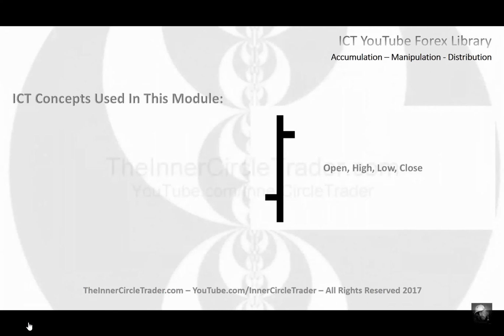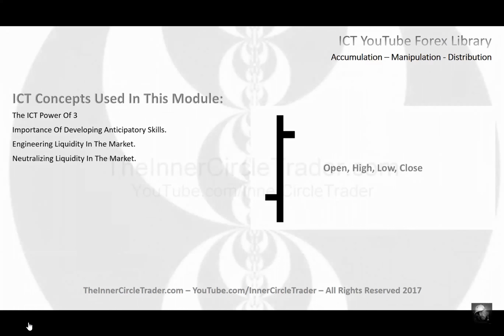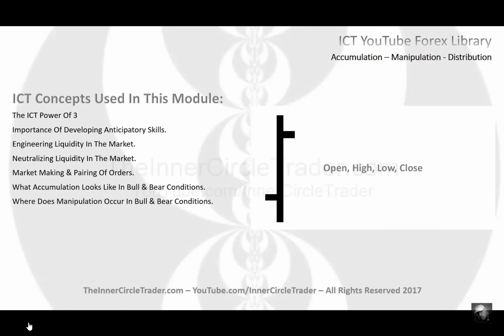The ICT concepts used in this module. The ICT power of 3. Importance of developing anticipatory price skills. Engineering liquidity in the market. Neutralizing liquidity in the market. Market making and pairing of orders. What accumulation looks like in bull and bear conditions. Where does manipulation occur in bull and bear conditions? What distribution looks like in bull and bear conditions.